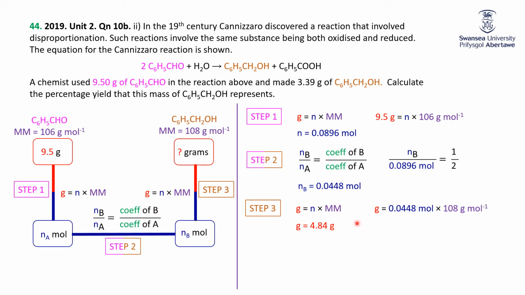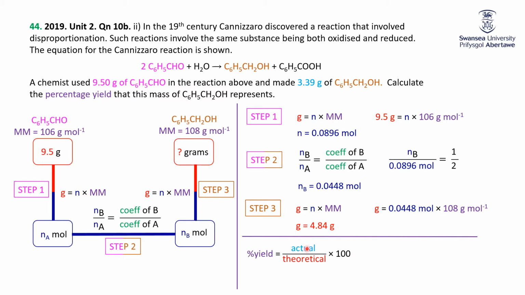You can calculate the theoretical yield using the roadmap. Now we say, but we actually made 3.39 grams, calculate the percent yield. So percent yield is what you got, 3.39, over what you could have got, 4.84, which is 70%. We'll do a few more of those.